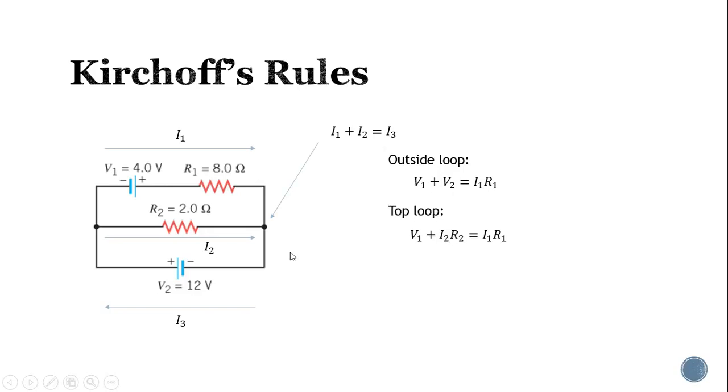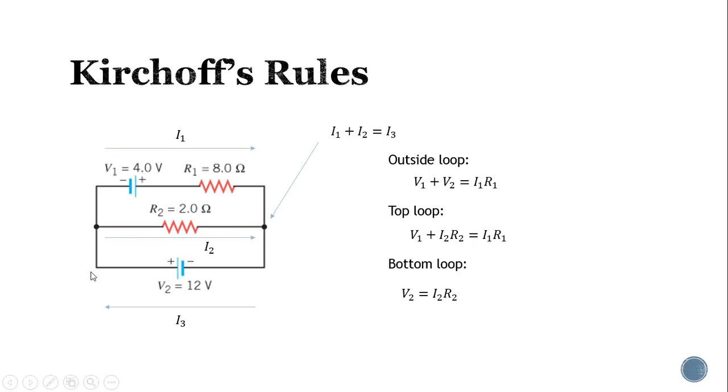There's what I call the top loop, which really we could start here. I have a voltage gain, V1, a voltage loss, I1 R1, and then I have a voltage gain, I2 R2, because I'm going in this loop opposite the direction of current through that resistor. Now for the bottom loop, that's pretty simple. V2 my voltage gain, I2 R2 my voltage loss. There we go.